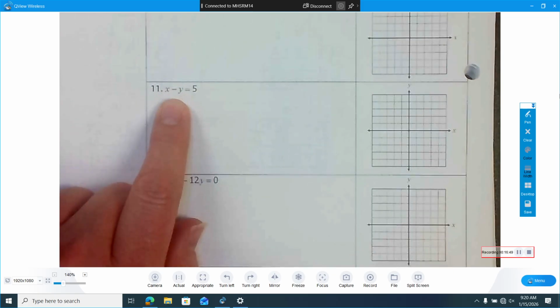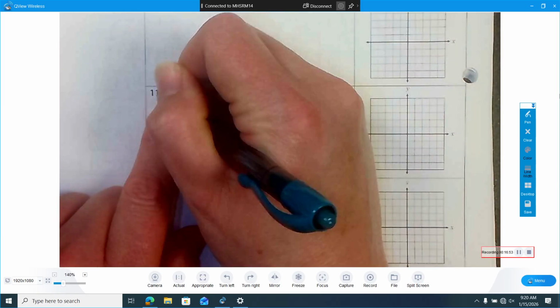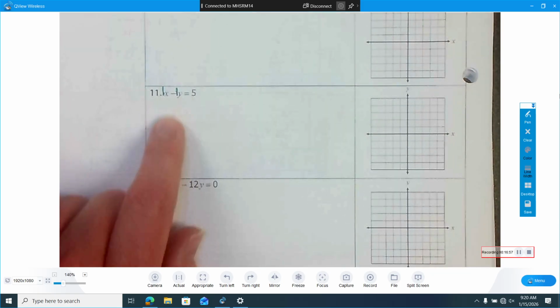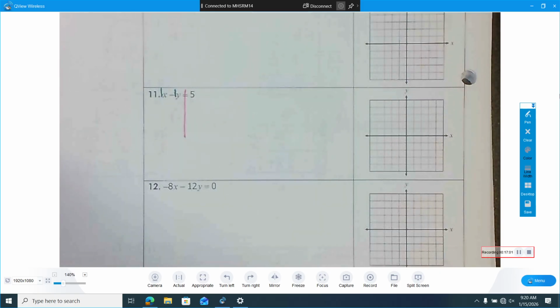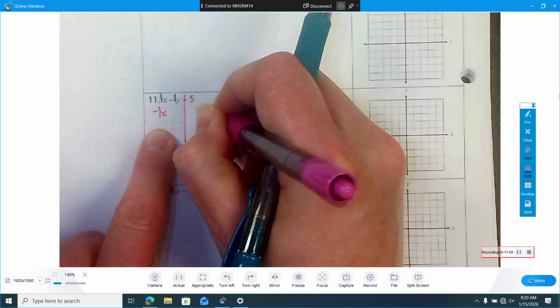Number 11, what's missing? The 1s. You've got a 1x, and we have a negative 1y. And again, my job is to isolate the y. What should we do first? Subtract 1x, very good. Subtract 1x.